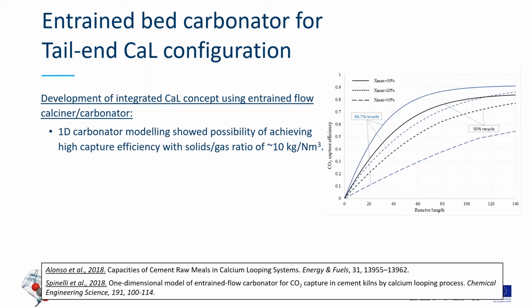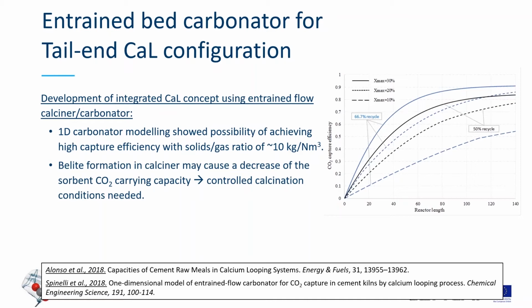Also an important result of this study is that you need a relatively high solid to gas ratio inside the reactor, of the order of 10 kilogram per normal cubic meter, in order to achieve such high CO2 capture efficiency. And this solid to gas ratio is significantly higher than the solid gas ratio experienced today in the preheater and in the precalciner of conventional cement kilns.